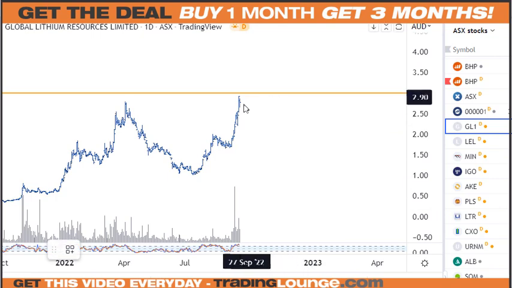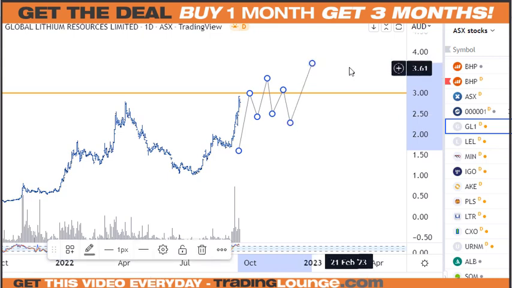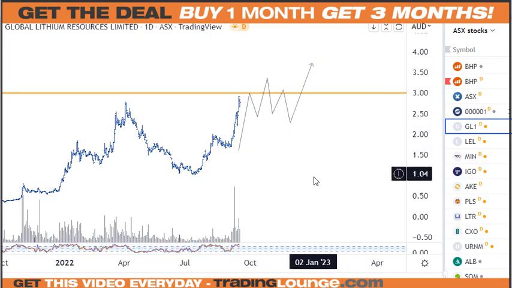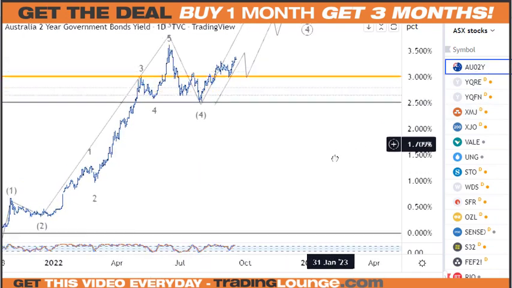So you know the story. So it'll come up here somewhere. It may even make a new high above here, but basically it's going to be something like this. So there's no need to rush into any of these, because it'll just tie up your headspace. Alrighty, that's the lithium. I do want to have a look at the bond yields for a second.